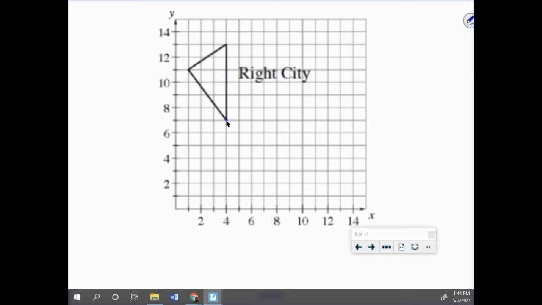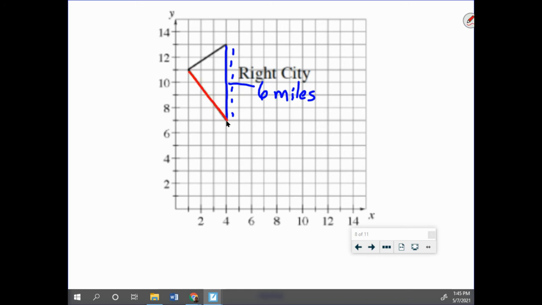If this is a perimeter of my city, how long would this side be here if every square is 1 mile? Well, here's 1, 2, 3, 4, 5, 6. Awesome. This side here is 6 miles. Now I've got to find some of the other sides here, right? What side? Well, let's go with this red side here.